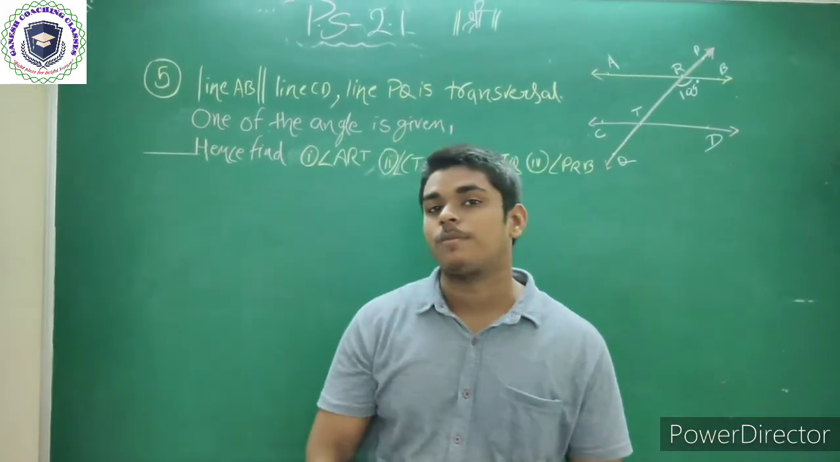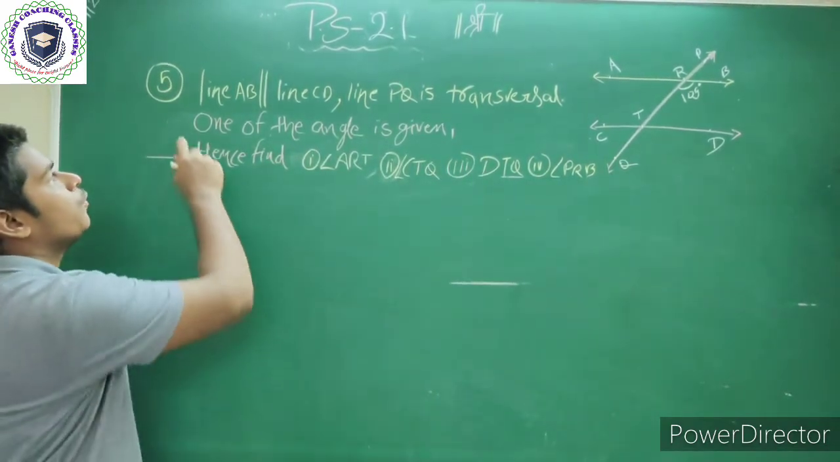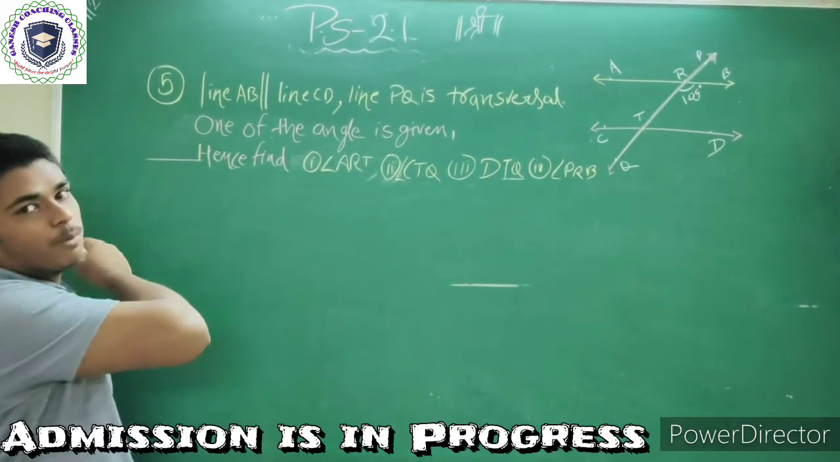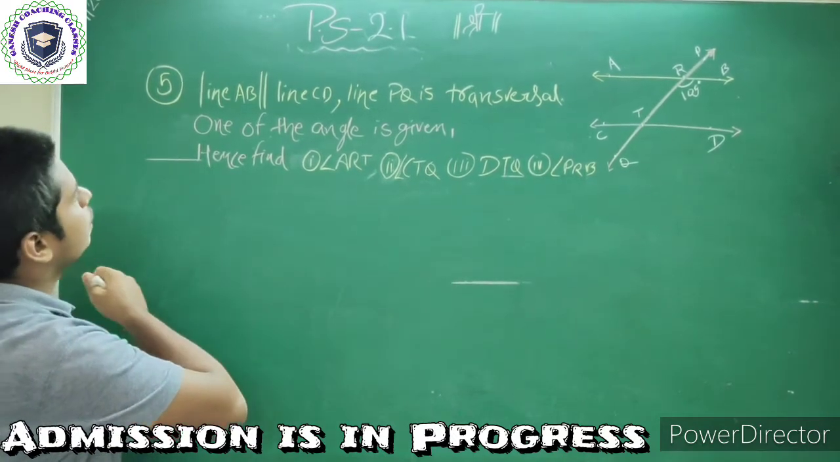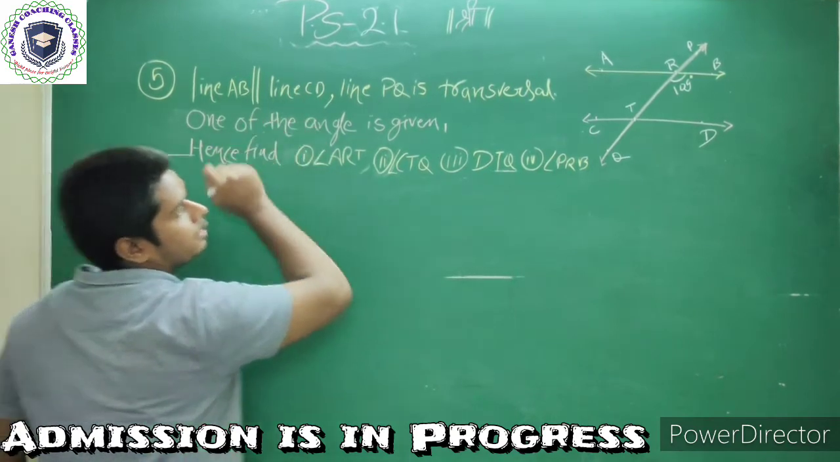Earlier we started practice set 2.1, in which we have completed up to question number 4. Today we will start question number 5. Let's start. Here in the given figure, line AB is parallel to line CD.